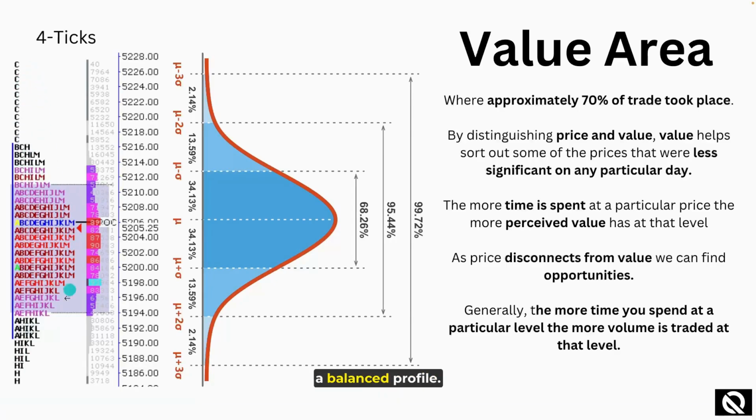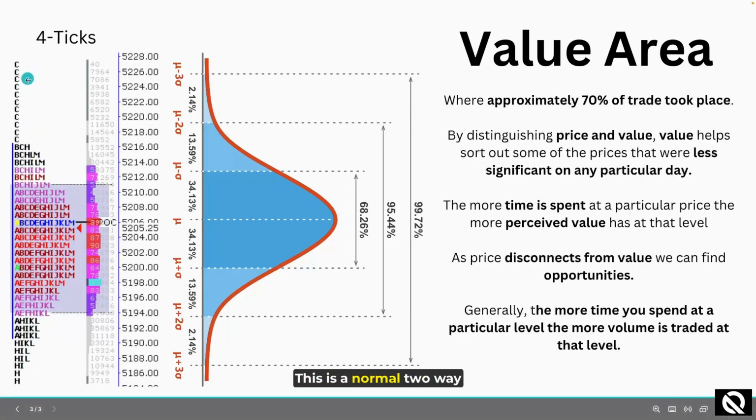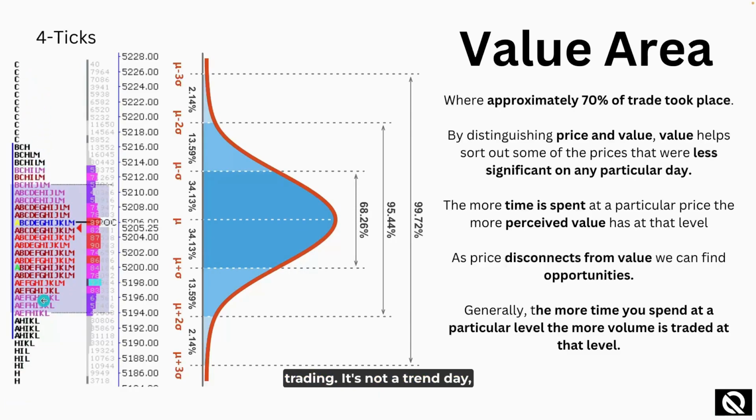This is again a balanced profile. This is normal two-way trading. It's not a trend day. And you can see also on the volume profile right here, as the price disconnects, very low volume. Low volume nodes. This was key resistance for the market. The bulls try to push the price higher, and the market simply returns back to value.